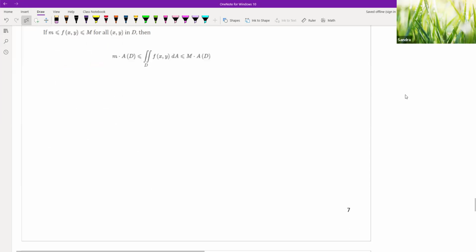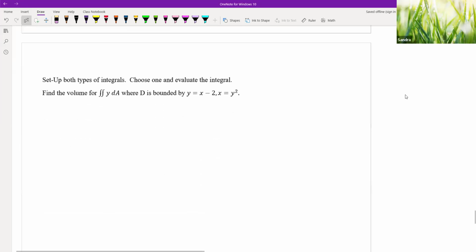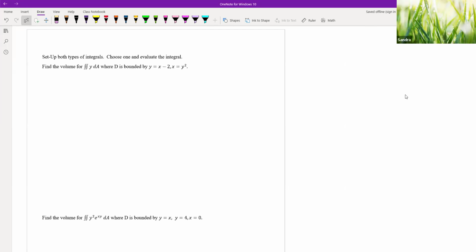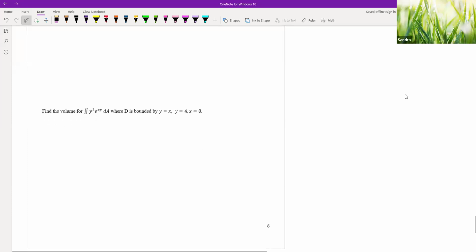Okay. Last, set up both types of integrals. Okay. Set up both types. And choose only one of the setups and find the volume. That's basically what I want. But I want you to set up both integrals. I want you to do the setup for type 1 and for type 2. And then I want you to choose the right one and evaluate. I want you to do the same thing for this other problem.